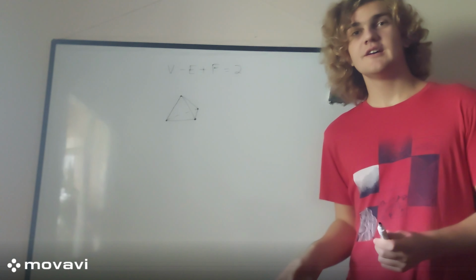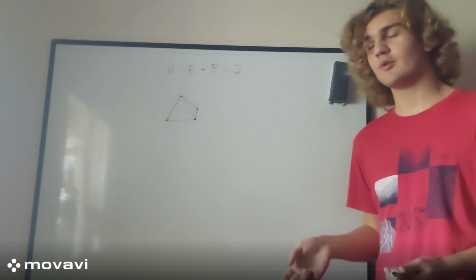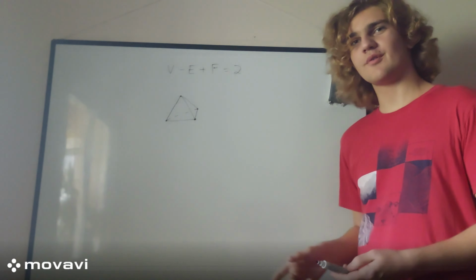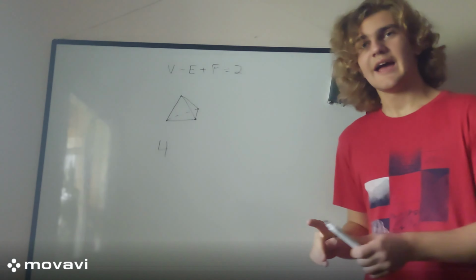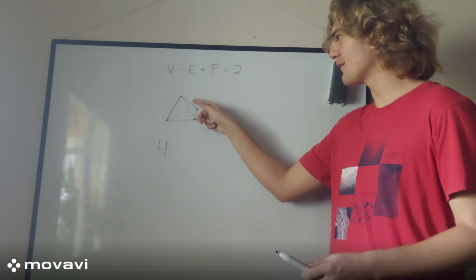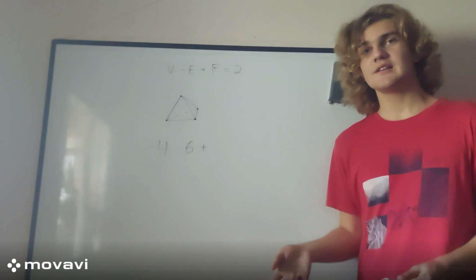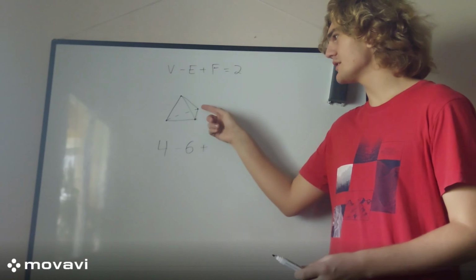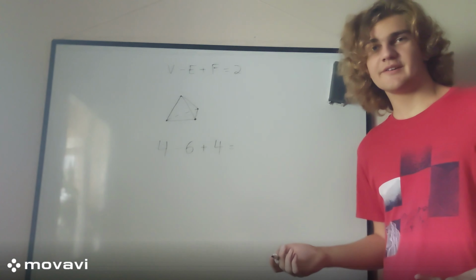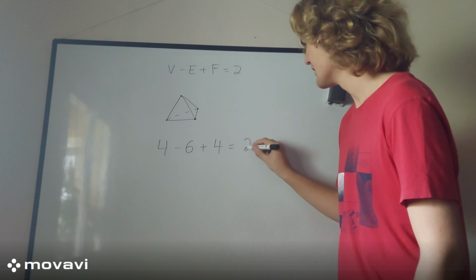What does this mean? Well, if I take the vertices or the corner of a shape, say this pyramid with 1, 2, 3, 4 vertices, and I subtract the number of edges, which is 1, 2, 3, 4, 5, 6 edges, plus the number of faces, which is 1, 2, 3 at the bottom and the 4th on the back. And if you calculate it, it'll give you 2.